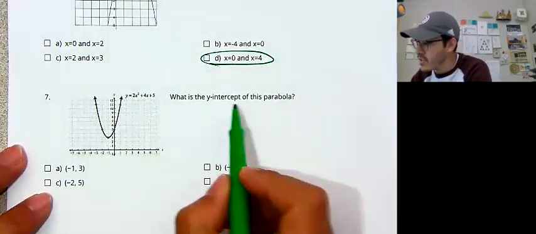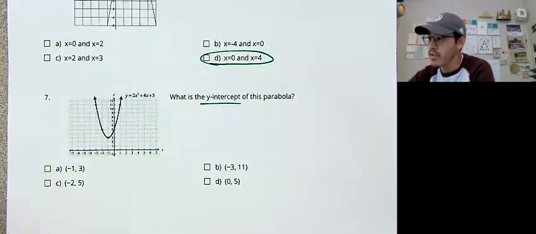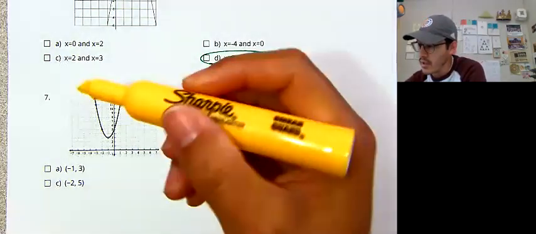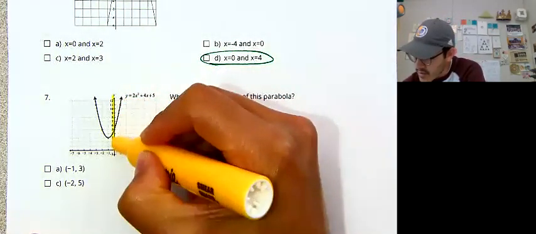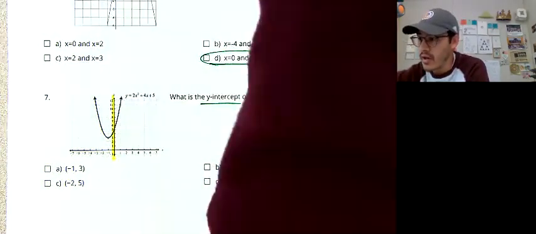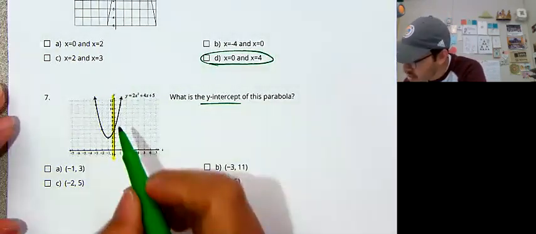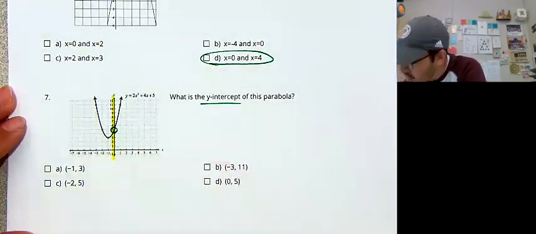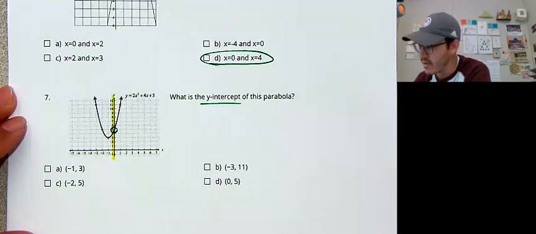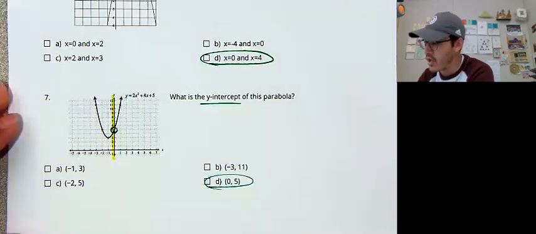All right. Number 7, now we're looking for the y-intercept. So where on the y-axis does our parabola cross? And it looks like it's right there at 5. Okay, so 0, 5.